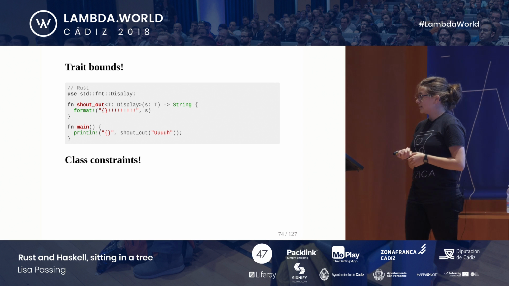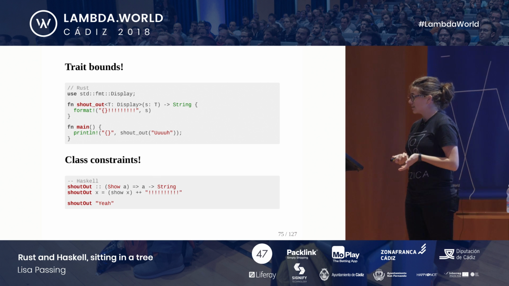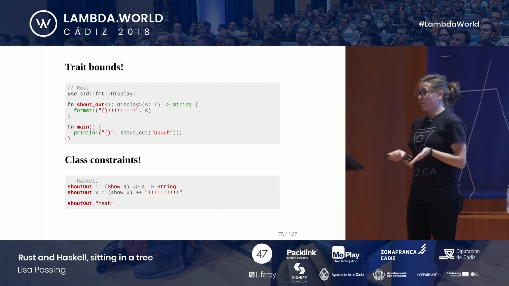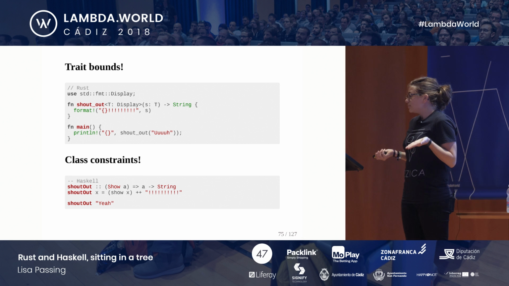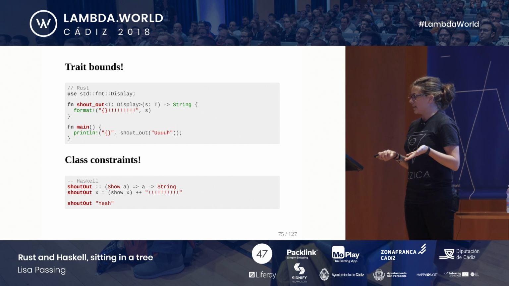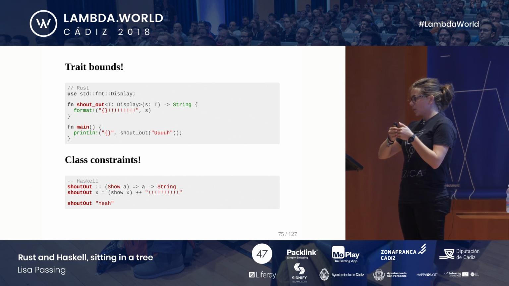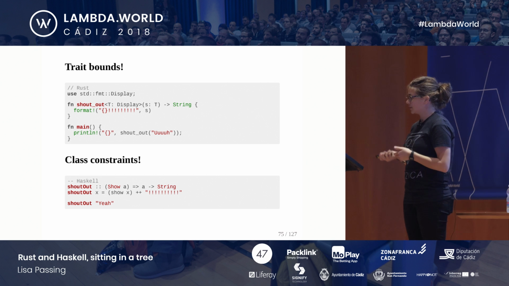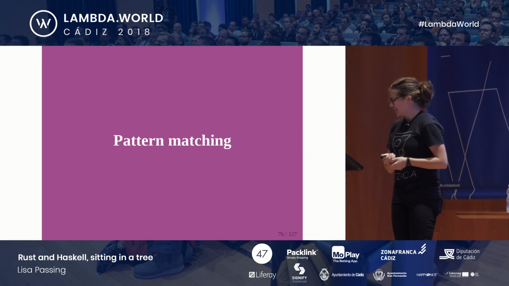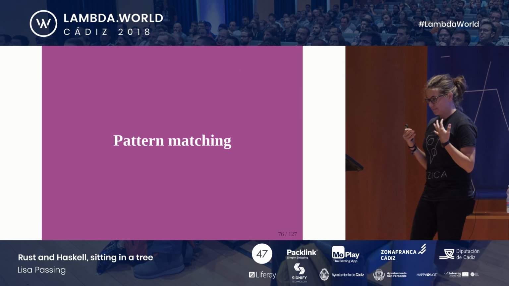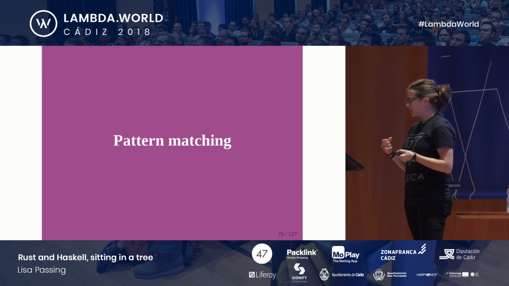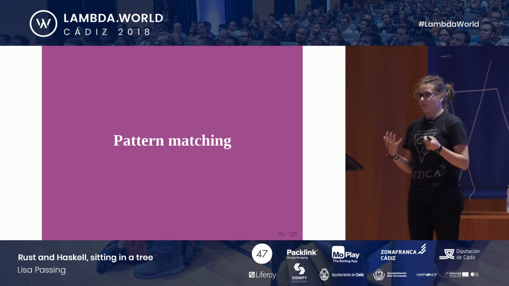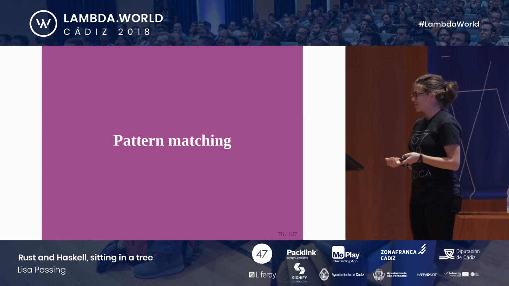And in Haskell, we would call this class constraints, where the shoutout function would take an A that implements show, and then we just give back a string that is whatever we get in with a bunch of exclamation marks. So with traits and generics and trait bounds, we have built up the foundation for one of the coolest features, I think, which is pattern matching.